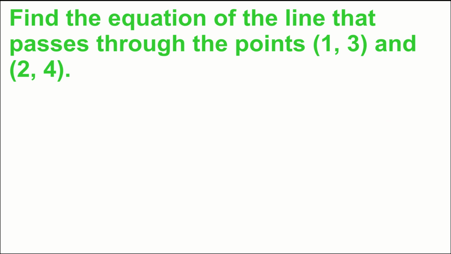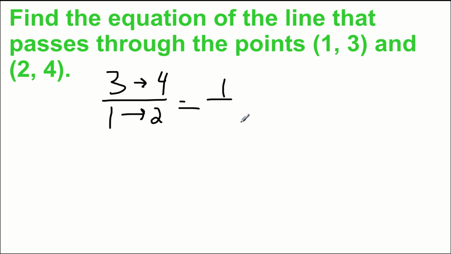All right, so here's how this works. I've got to find the equation for the line through those 2 points. The first thing I'm going to do is find the slope. So my slope is change in y over change in x. From 3 to 4 is an increase of 1, 1 to 2, also an increase of 1. 1 over 1 is 1. So y'all, that is my slope. M is 1.